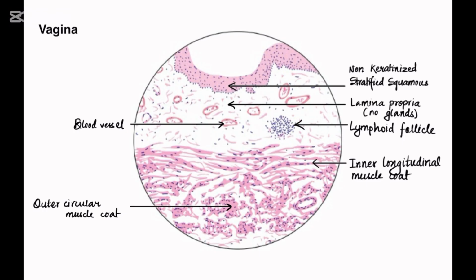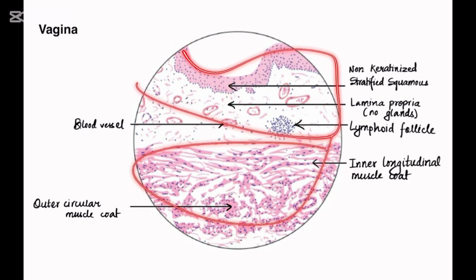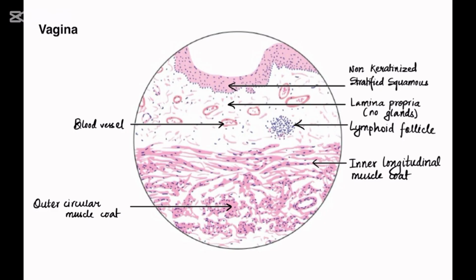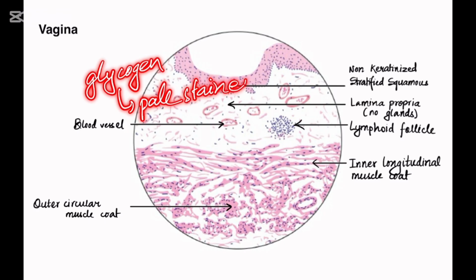Now, the thing is that non-keratinized stratified squamous epithelium is also present in the esophagus, and the histology of the esophagus looks somewhat like that of the vagina because it also contains mucosa and the muscular layer. But the most important differentiating feature is that the mucosa of the vagina, I repeat, the mucosa of the vagina contains glycogen. As a result, it is pale stained as compared to the esophagus, which is darkly stained.